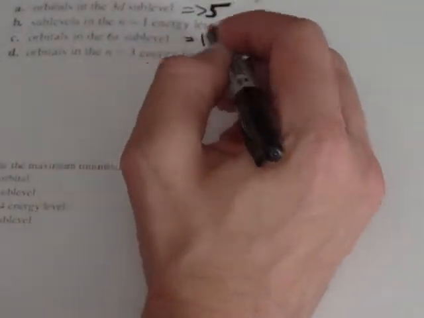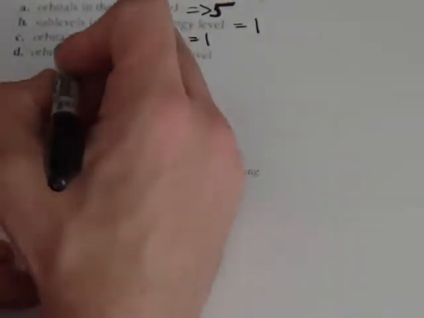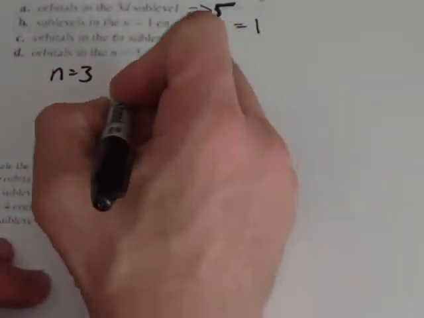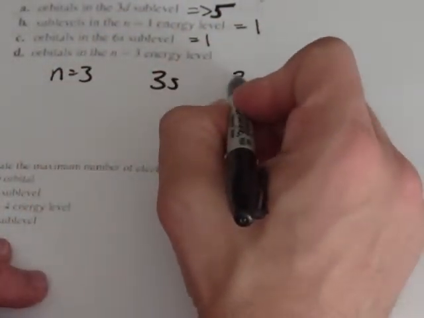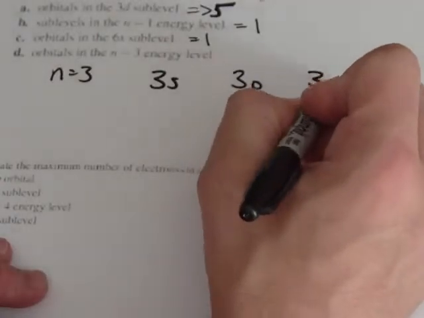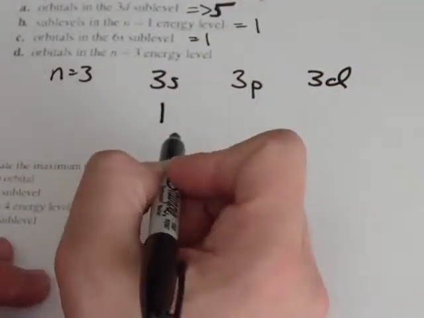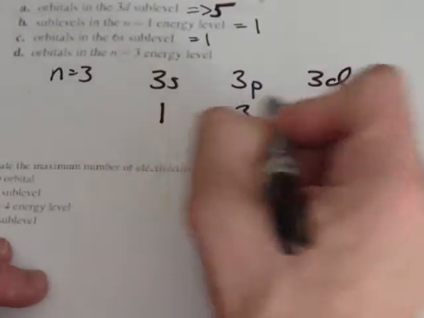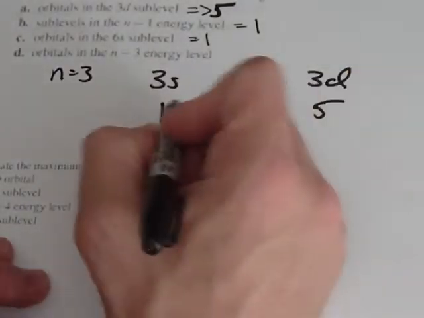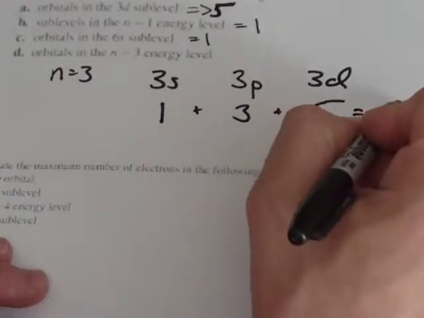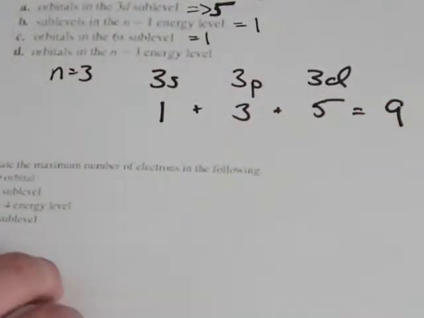Number of orbitals in the 6s sublevel. So s only can have one orbital. It's just the s orbital, so we can just do 1. And then orbitals in the n equals 3 energy level. If we're n equals 3, we can have the 3s, the 3p, and the 3d. S has 1 orbital, the p has 3 orbitals, the d has 5 orbitals. And so we can have a total of 9 orbitals.